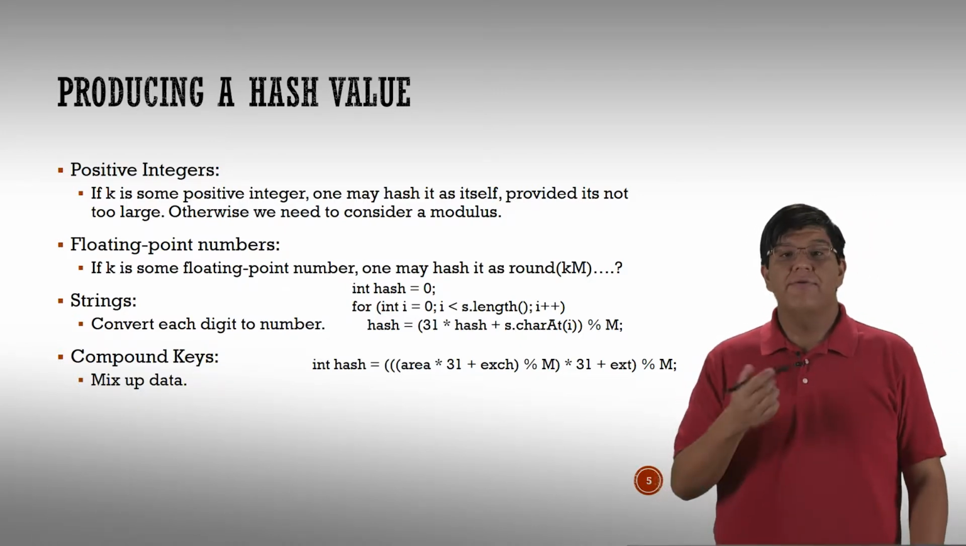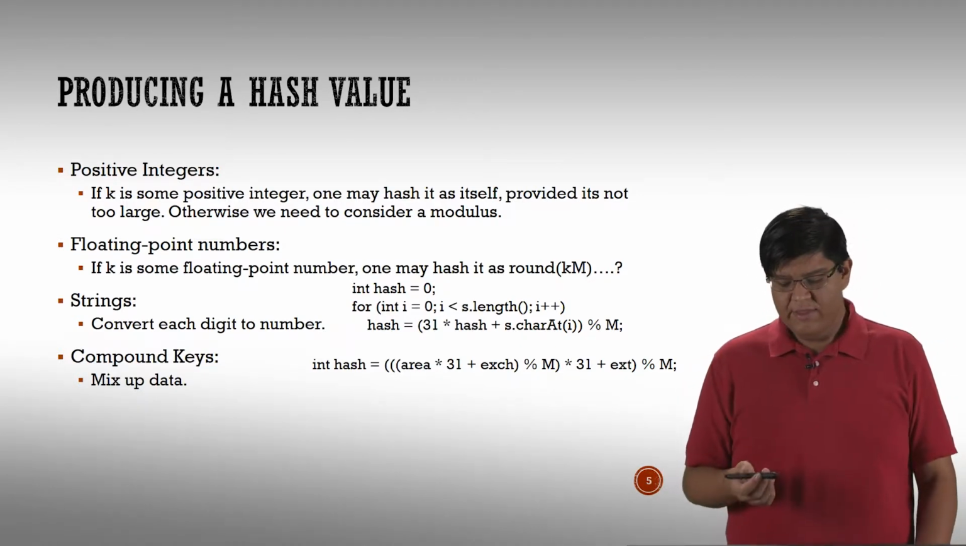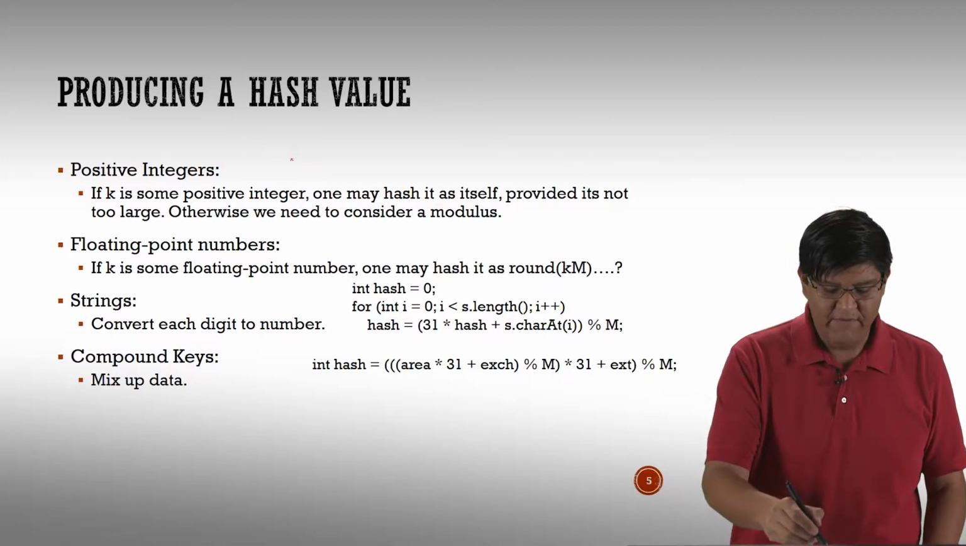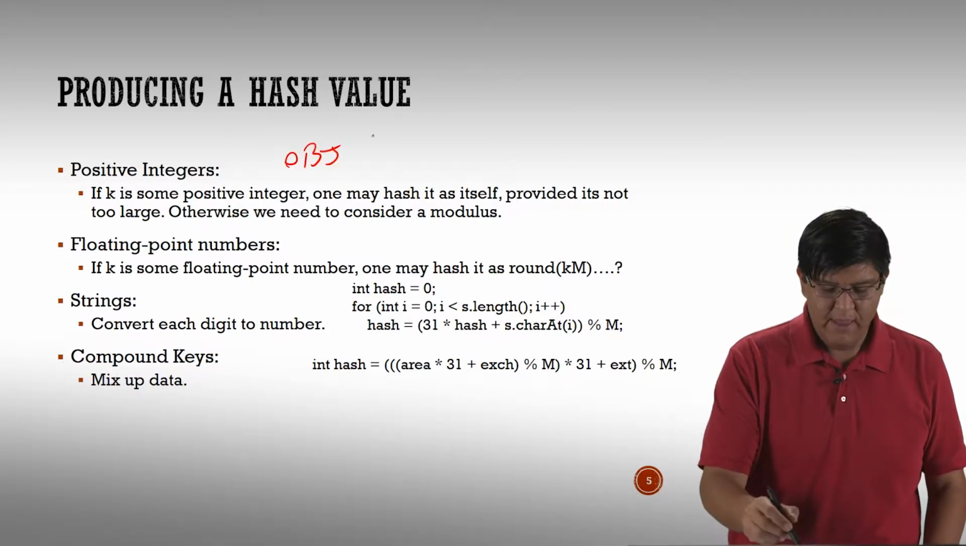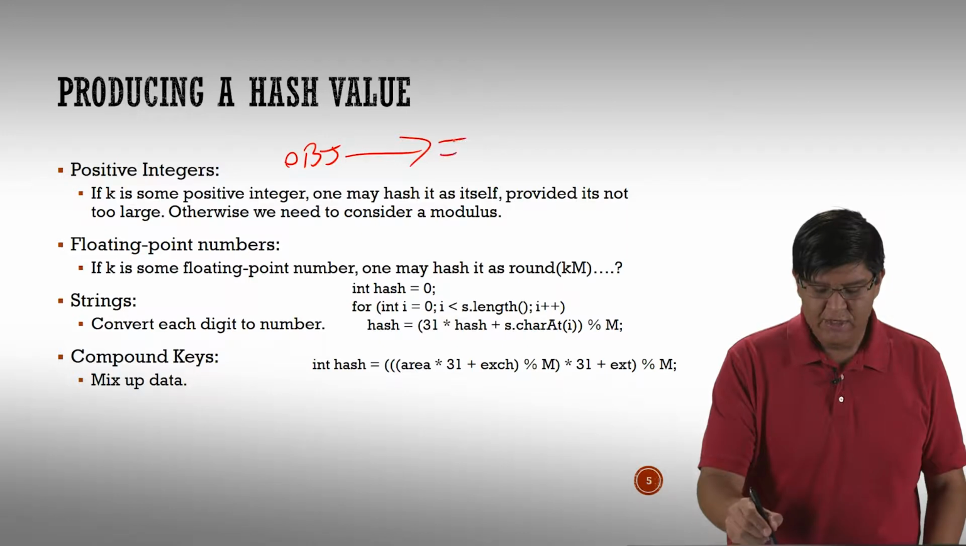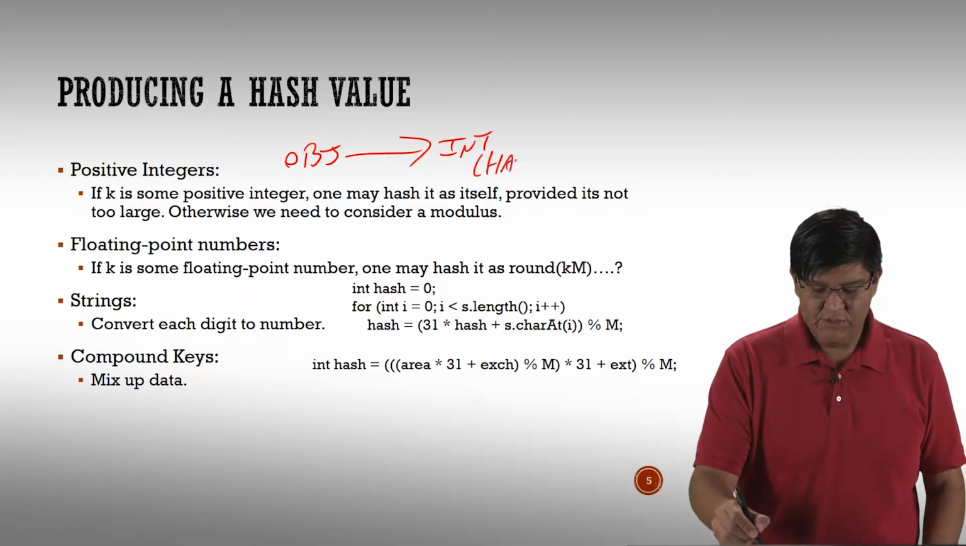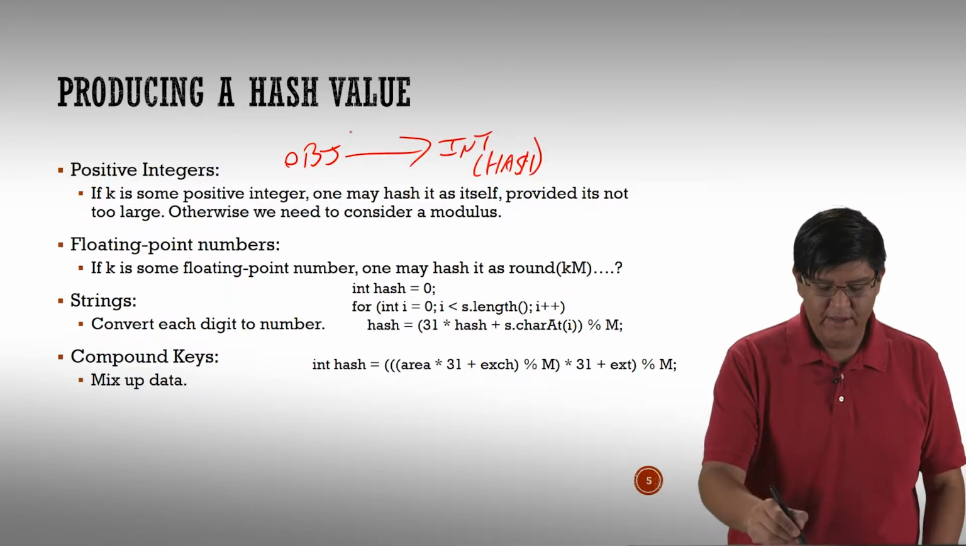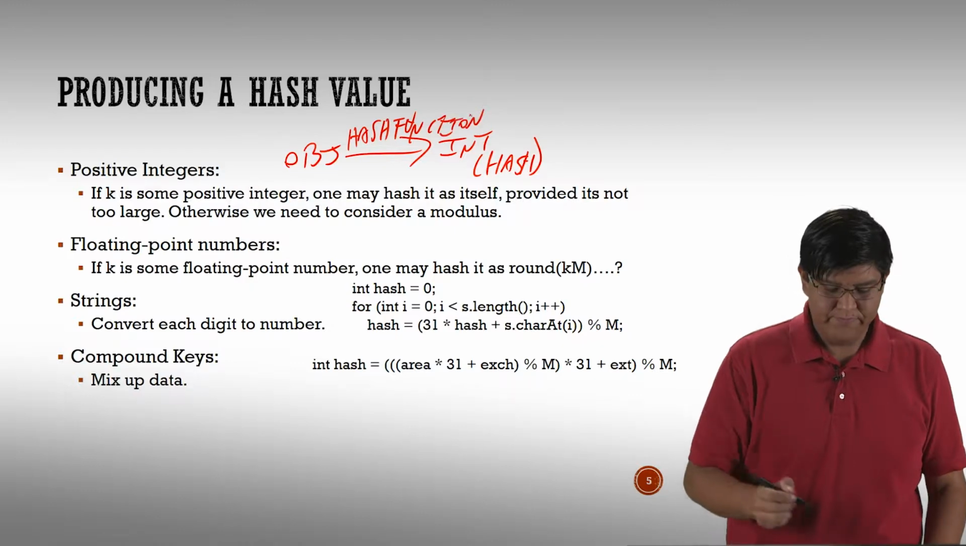Basically the question is, how do we produce our magic hash value? So we already said that I have an object, and from that I produce an integer, which is a hash. And the way I produce that is by some hash function. And so the question is, of course, how do I implement such a hash function?